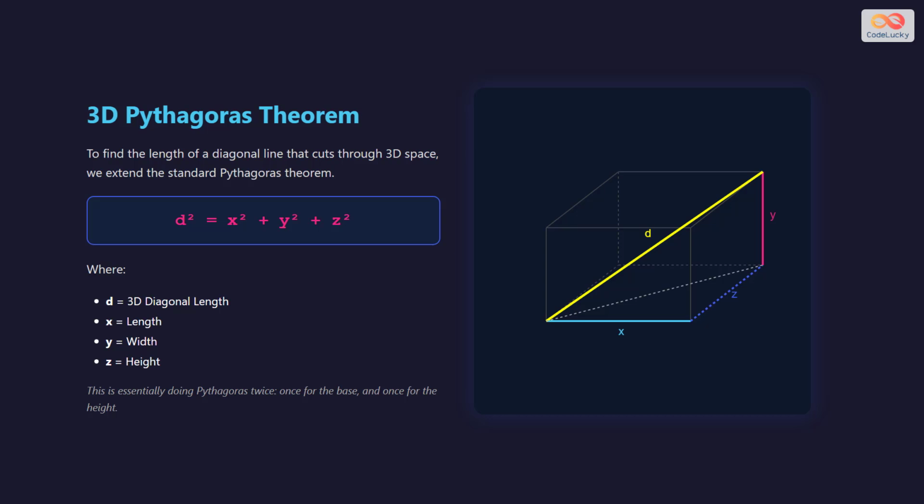Before we calculate angles, we often need lengths. The Pythagorean theorem extends beautifully into 3D to find the long diagonal through a box. You simply add the square of the depth to your standard equation. It is the square root of x squared plus y squared plus z squared.